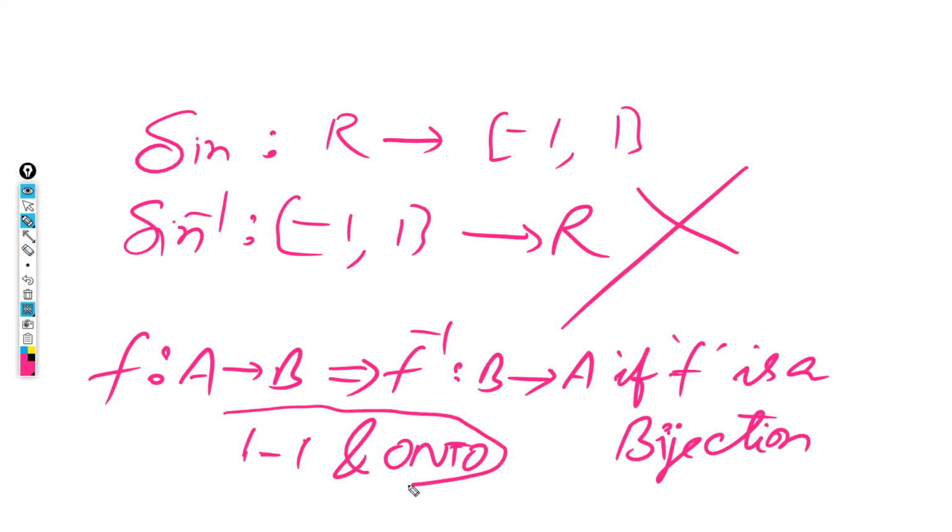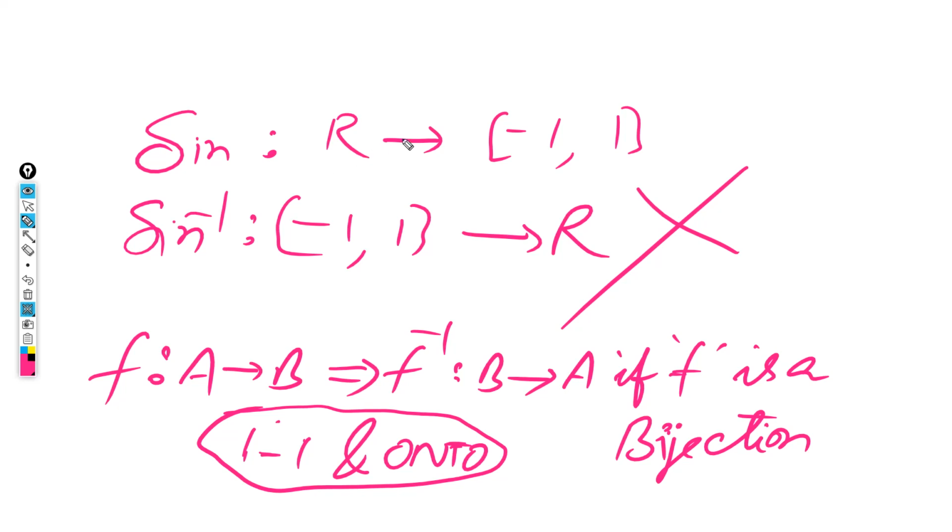But the sine function taken like this is not a one-one function, because sine 30 degrees is 1 by 2, and sine 150 degrees is also 1 by 2. Similarly, sine 390 degrees is 1 by 2, like that. Many elements will have the same image, and hence it is not a one-one function. No trigonometric function taken as it is, is a one-one function.